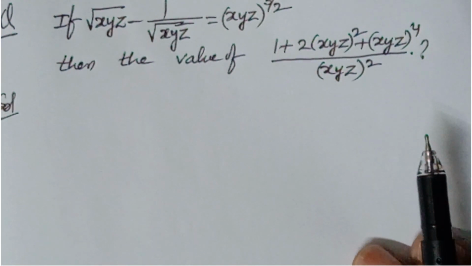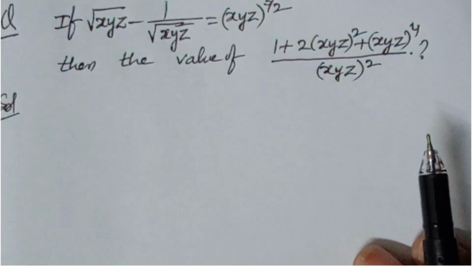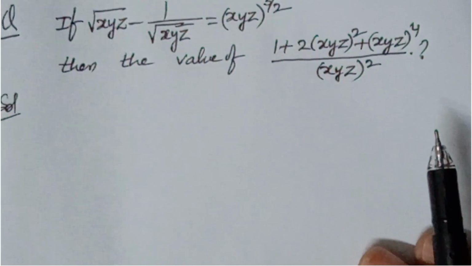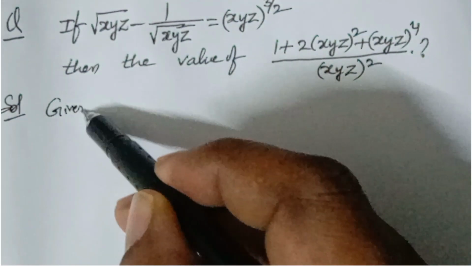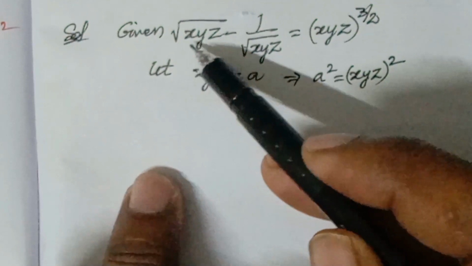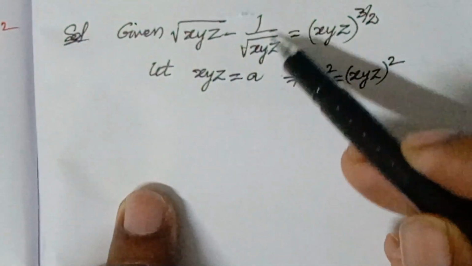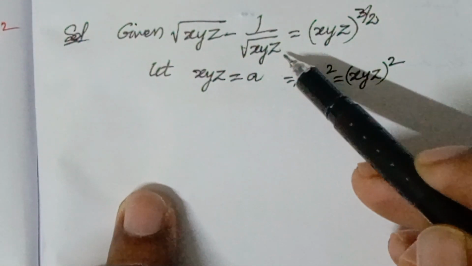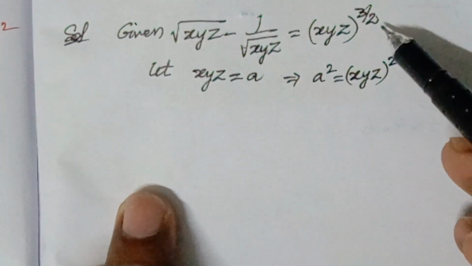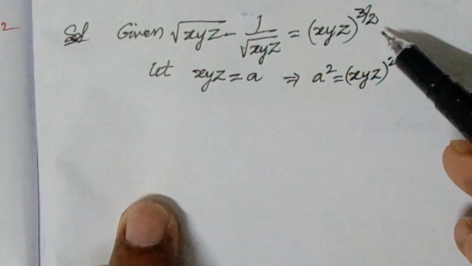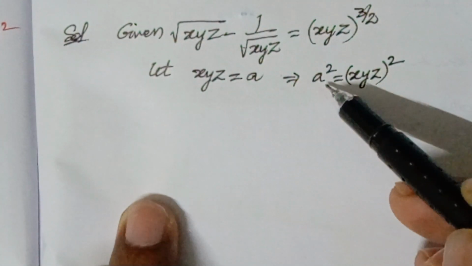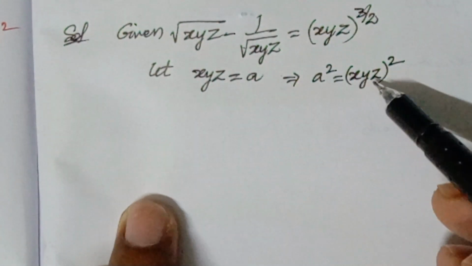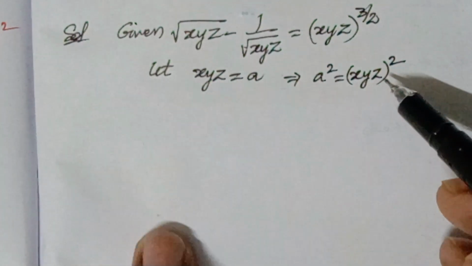Okay, let's start the problem. So here the logic is given. That's why this problem is selected. First, what is given is root of xyz minus 1 by root of xyz is equal to (xyz) to the power of 3 by 2. So let us take xyz is equal to a. That implies a square is equal to (xyz) square.